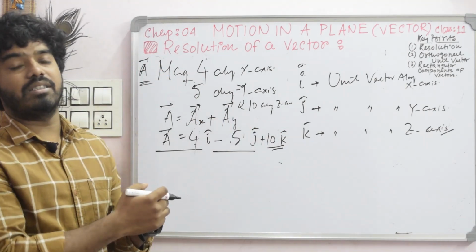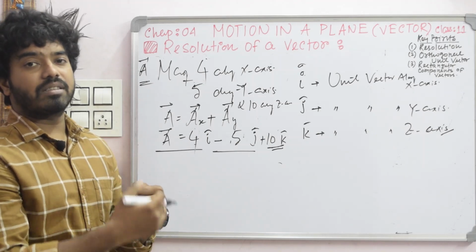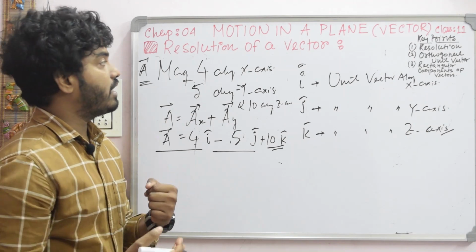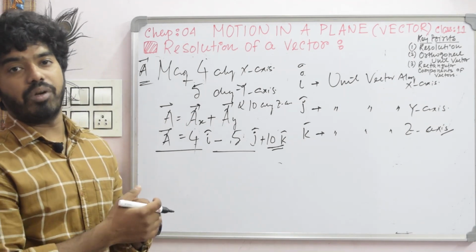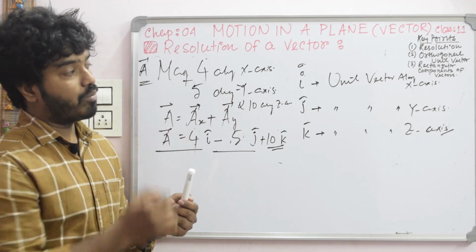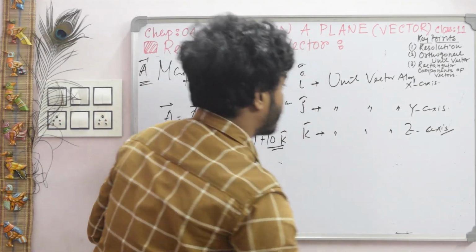A vector is directed along the x-axis, along the y-axis and along the z-axis. And i, j, k are named the orthogonal triad of unit vectors. Now, students, we have to solve rectangular components of vectors. Write it down first.